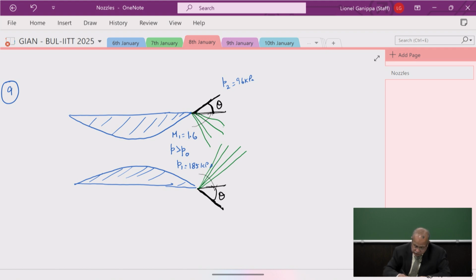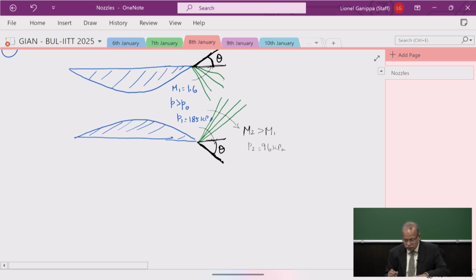So a couple of things for us to note. When the flow expands, Mach number M2 will be greater than M1. The downstream Mach number will be greater than the upstream. Since it is expanding, we know that the pressure P2 is 96 kilopascal. It is lower than what we have here.